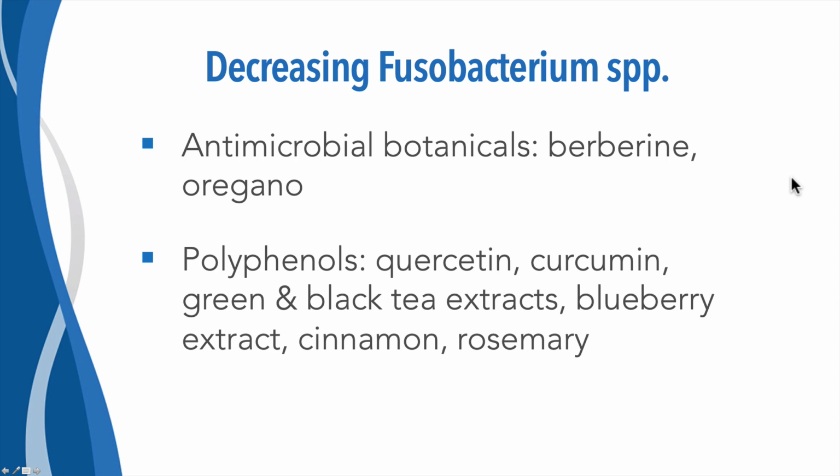So because of these associations of Fusobacterium with a range of inflammatory and autoimmune type conditions, there's obviously clinical interest in how to potentially decrease Fusobacterium levels. So far, there's not a lot known, but some research indicates that certain antimicrobial botanicals can help reduce Fusobacterium levels, and that includes berberine and oregano. And then certain polyphenols have also been shown in certain research studies to potentially reduce Fusobacterium levels, and those include quercetin, curcumin, green and black tea extracts, blueberry extract, as well as cinnamon and rosemary.